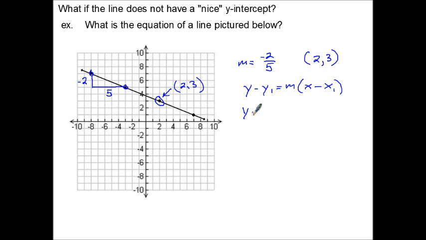Alright, so now y minus 3 equals negative 2/5, and that's going to be x minus the x1, which in this case is a 2. And again, we just got to clean this up. Okay, now we do have this negative fraction, so that is a little bit messy, but we can deal. So y minus 3, okay, I'm going to distribute my negative 2/5 to the x, which of course is very, very nice, because you don't have to really do anything.